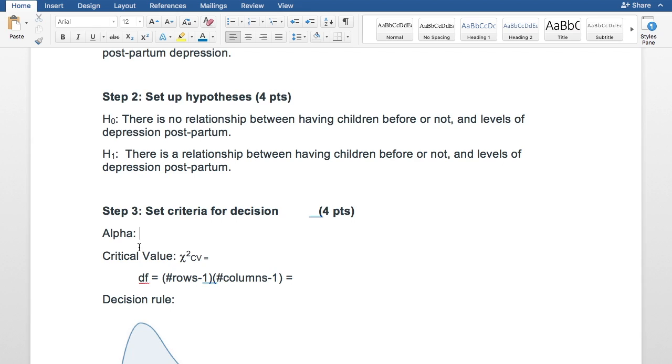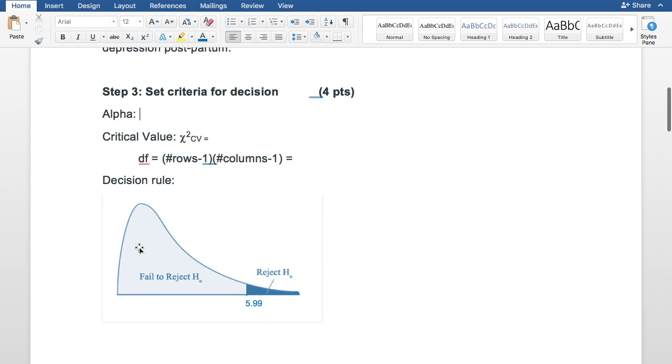We're ready to move on to step 3. We have been told in the assignment that the alpha level we should use is 0.05. And anytime we haven't been told, we're going to go ahead and choose an alpha level of 0.05. So I'm going to go ahead and select that now.